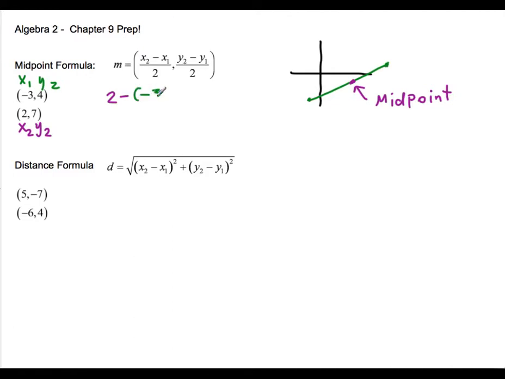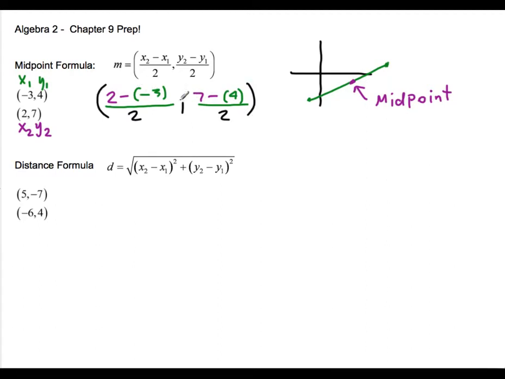So don't forget the parentheses here, and all of that's going to be over 2, and that's going to give me my x coordinate. Then my y coordinate is going to be y2, and again, I've messed this up, this should be y1. We're going to take y2, which is 7, minus y1, which is 4, and again, all of that's going to be over 2. So this is how the midpoint formula shapes out.